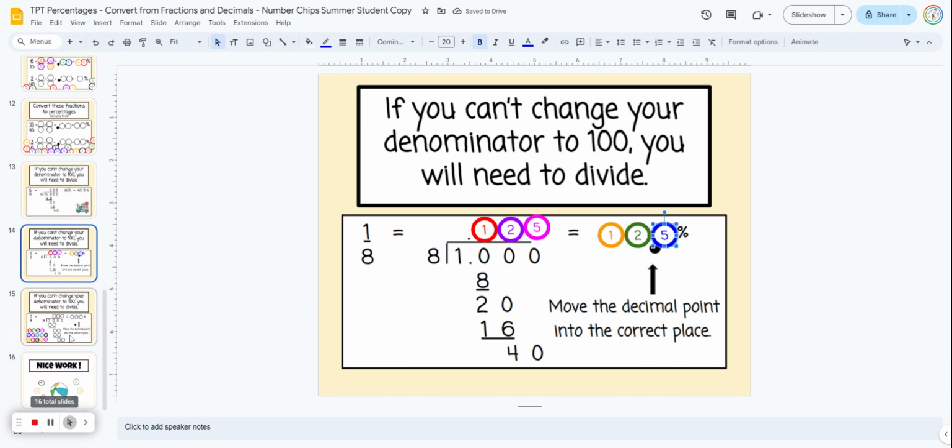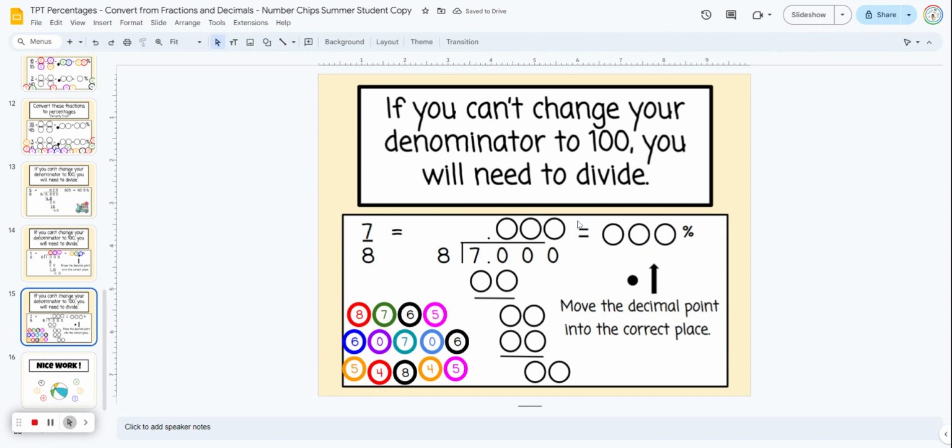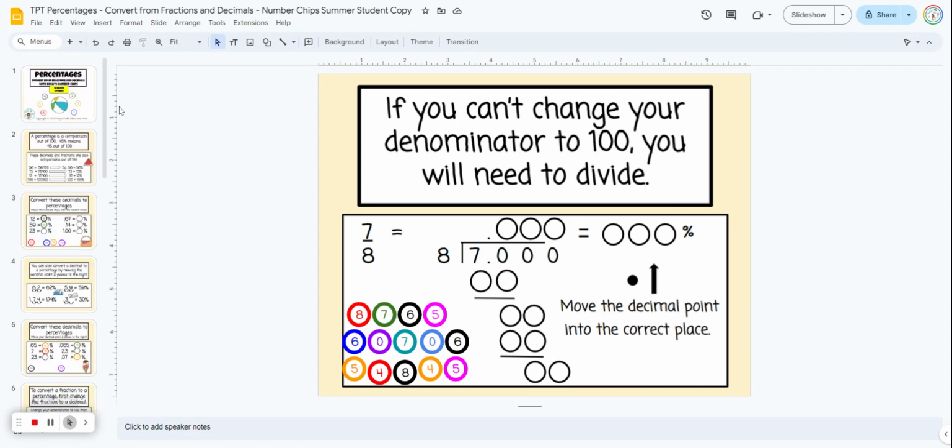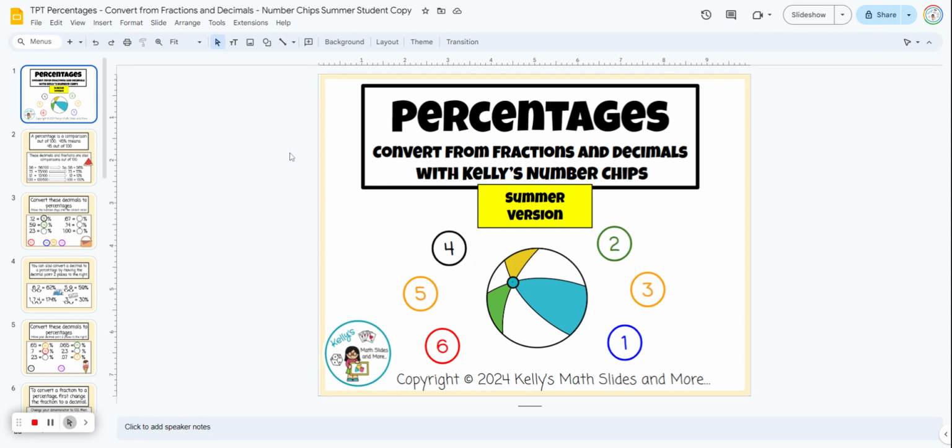Now the very last slide, students are going to be doing all of the division themselves. Again, they have every number they need, and make sure that they move that decimal point into the correct place in their answer. So this is the percentages lesson. It's summer themed. It's converting fractions and decimals to percentages using number chips.